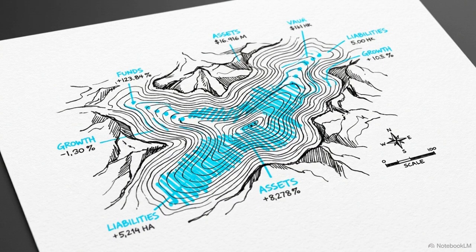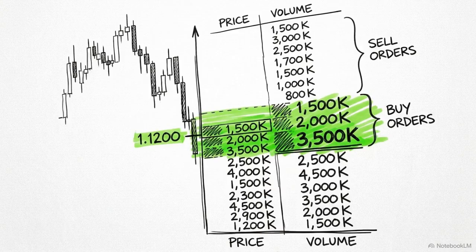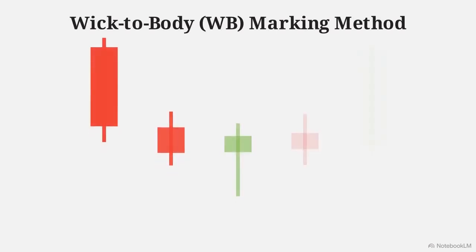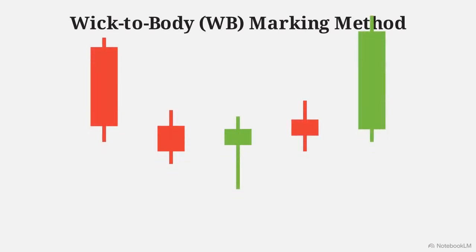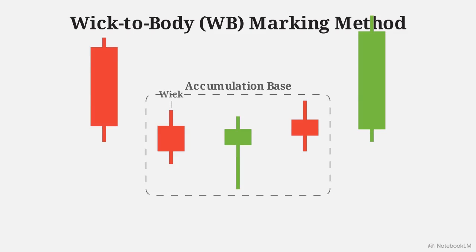The base provides a map of where that institutional money is parked. Because these orders are rarely filled all at once, these are the levels that large players are likely to defend. To enter a trade at these levels, you need to define the exact boundaries of the zone. We use the physical structure of the candles in the base to set these limits.